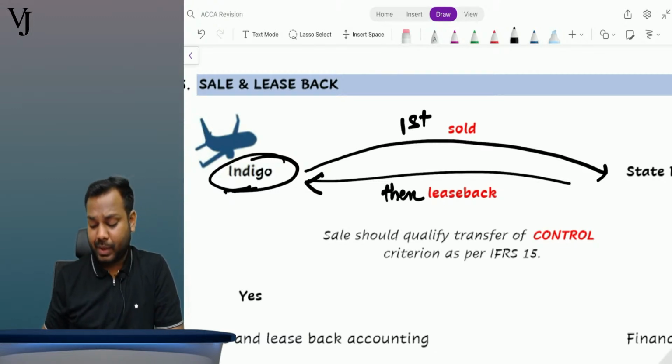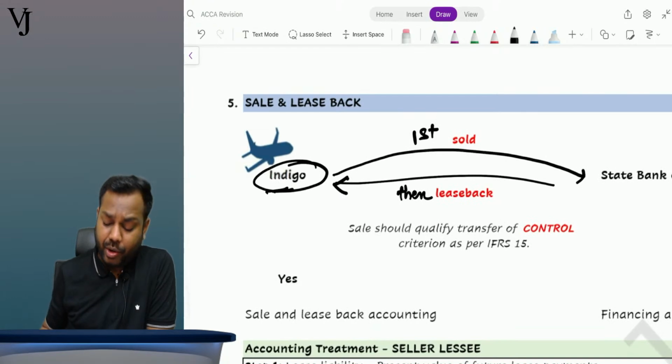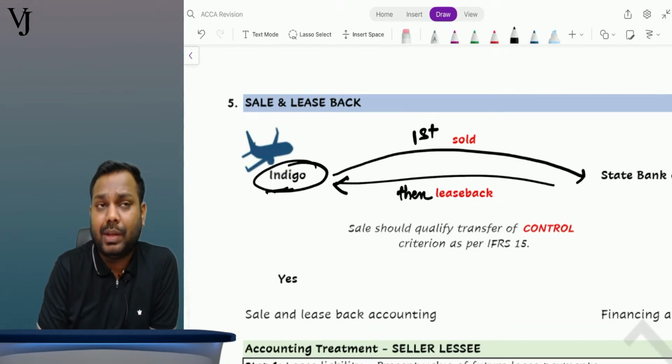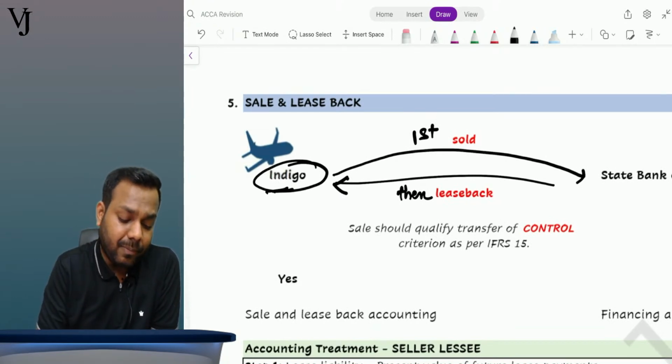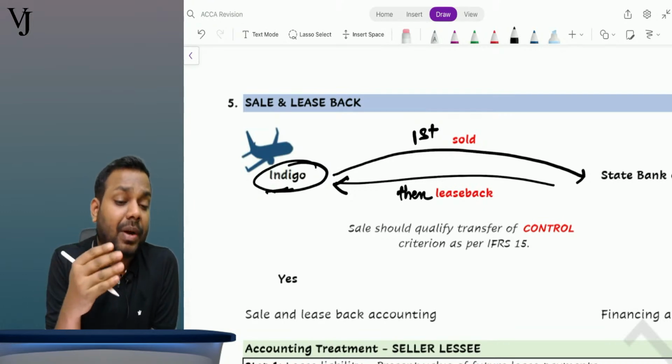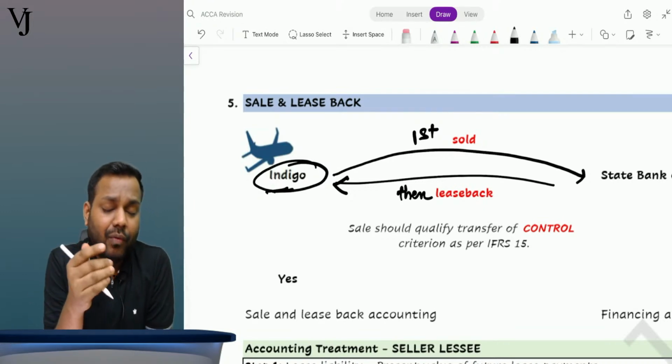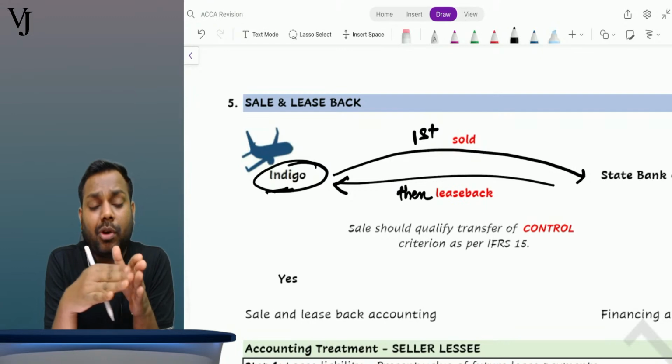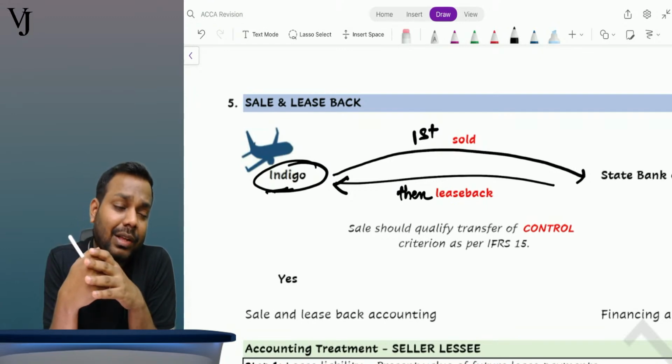But now understand, today we are going to discuss revenue, and in revenue we discuss that, tell me, when can we recognize revenue? When the performance obligation is satisfied. Now, when can we assume that the performance obligation is satisfied? When the control is transferred.